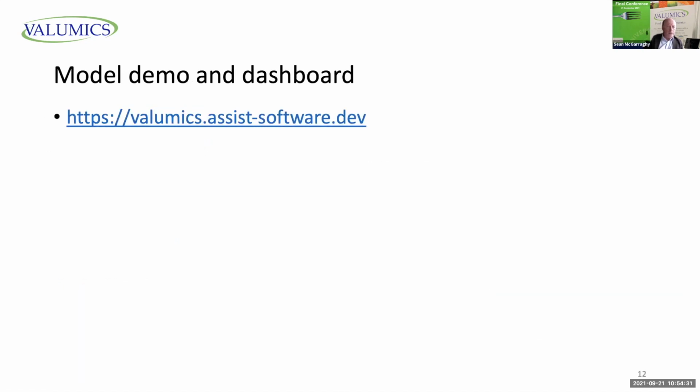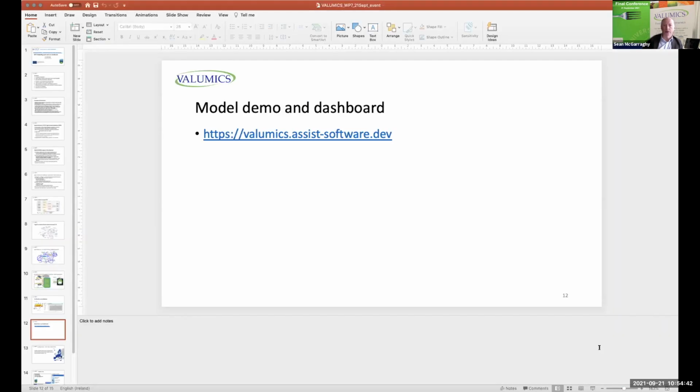So I will now, if I can, swap over to show you what the interface, the dashboard looks like. There's the website. At the moment, that is closed to members of the consortium. So I'm going to stop sharing, and then I'm going to try to share again with a different screen.